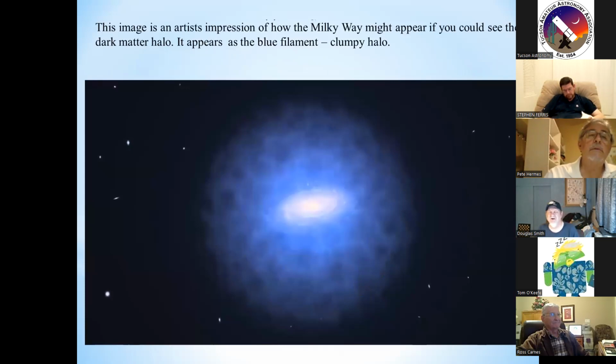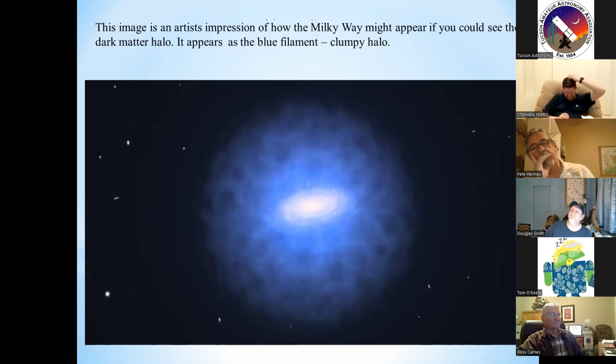And this, my last slide, is an artist's impression of what the Milky Way would look like if you could see the dark matter. All of that blue stuff around the galaxy in the middle, that would be your dark matter. And it's got a filamentary kind of structure with clumpiness in it. And where the filaments intersect are what they call subhalo regions. This is sort of what you might see if you could actually see the dark matter. It's what they think it looks like. And that's what I've got.